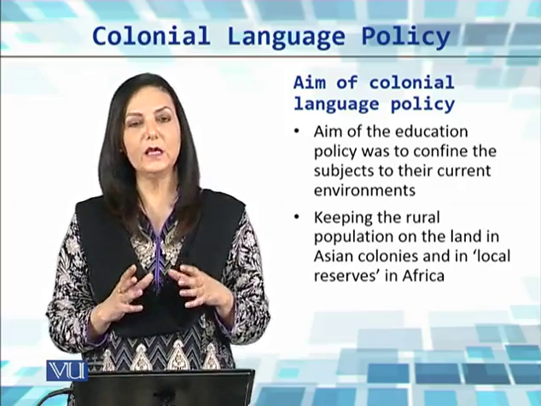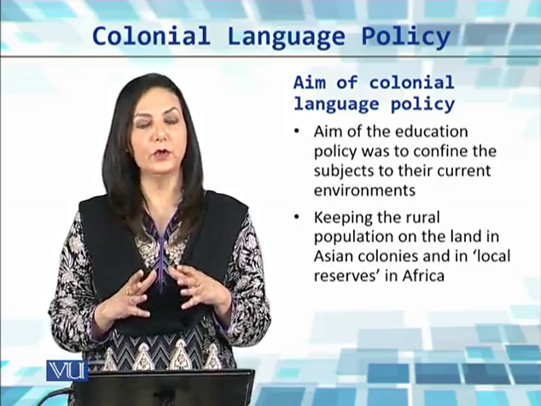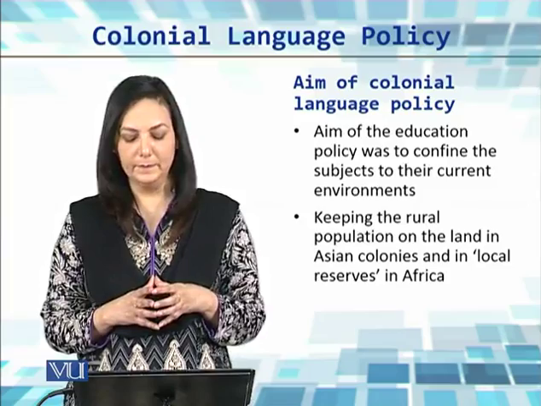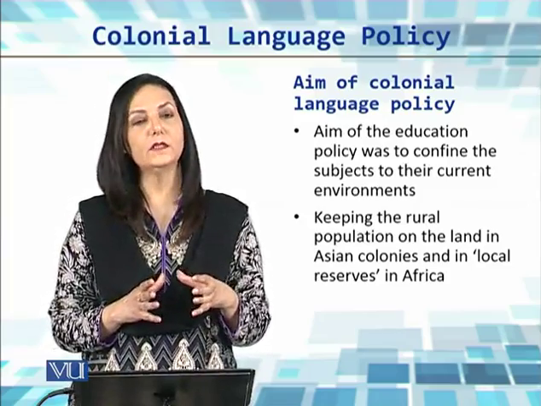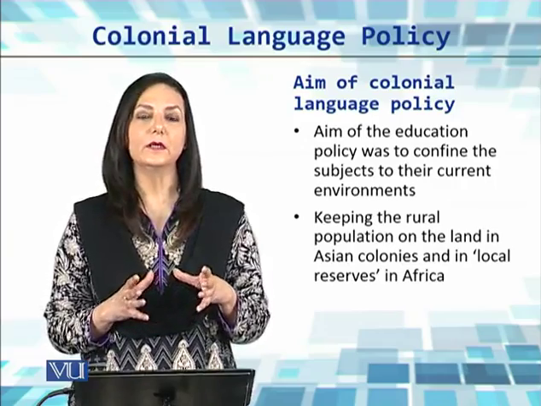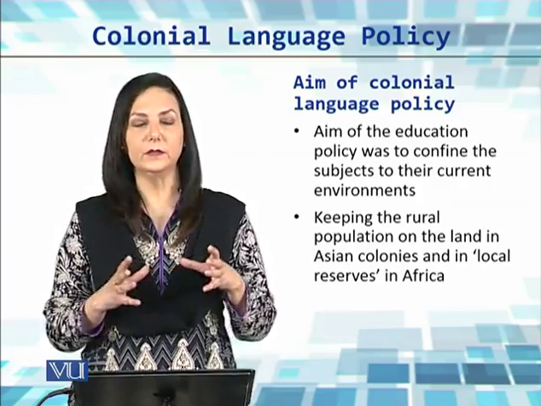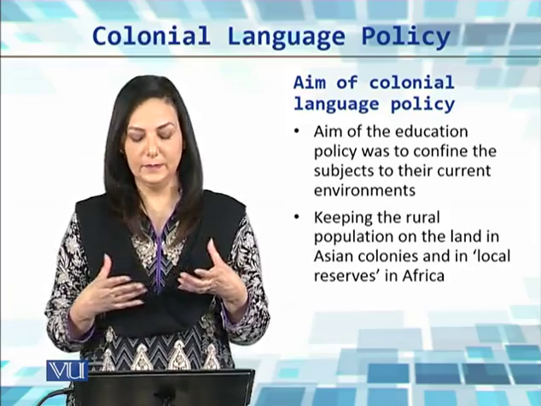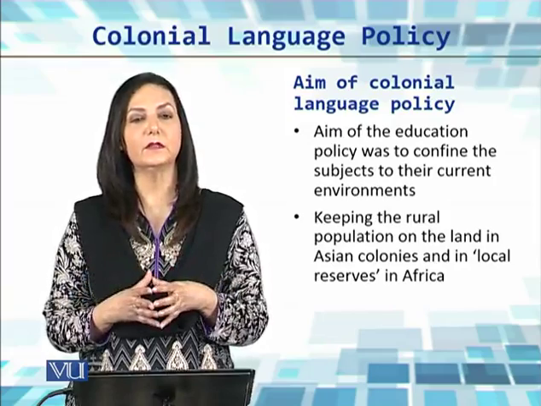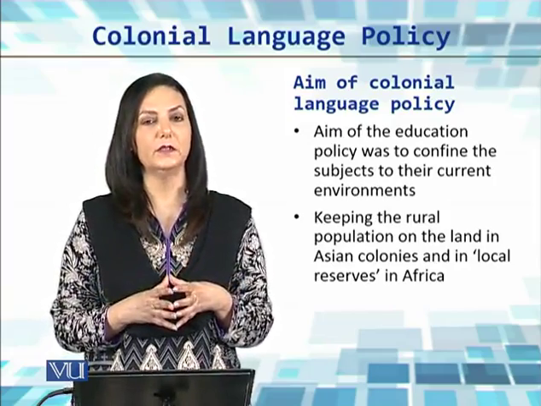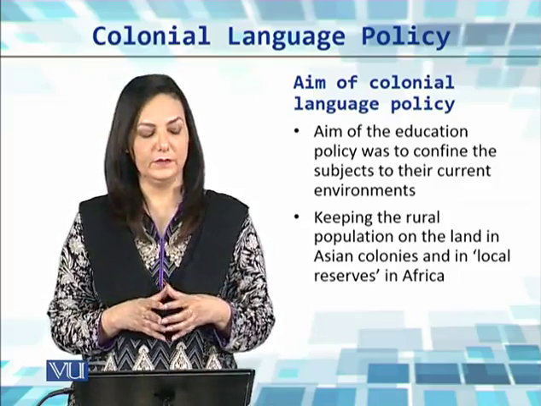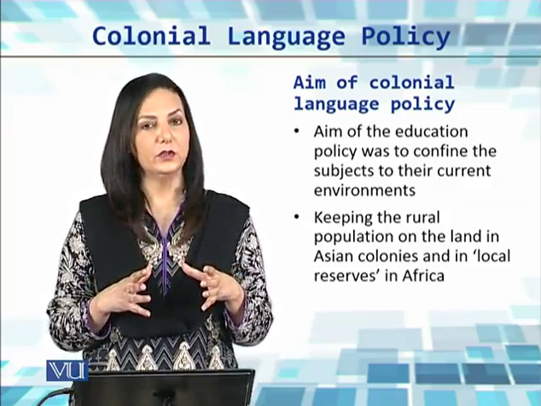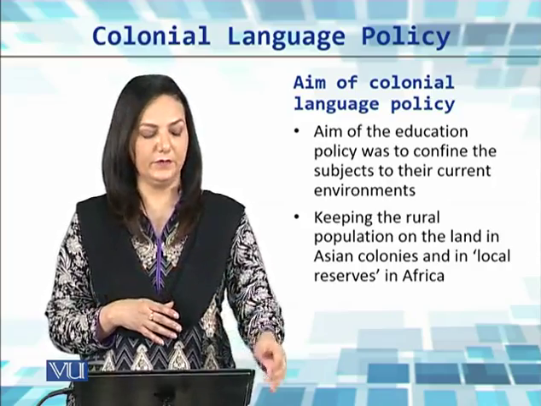So the main focus of these policies was to keep the rural population on the land in Asian colonies, and in local reserves in Africa. Local reserves were places where the population crowded in search of labor around these mines. The people were crowded around these mines in such large numbers that the colonizers called them local reserves of peoples. So their aim was to keep the rural population on the land in the Asian countries and in local reserves in African countries.